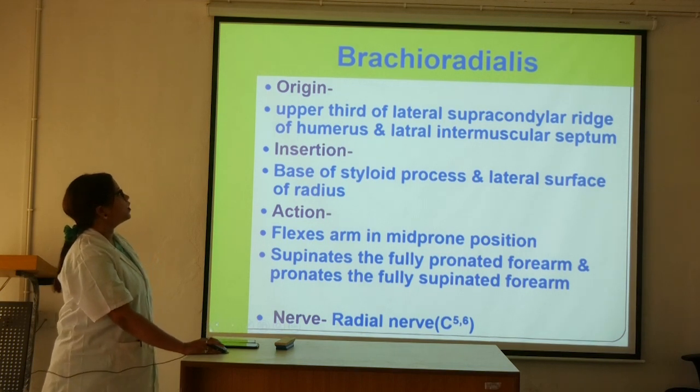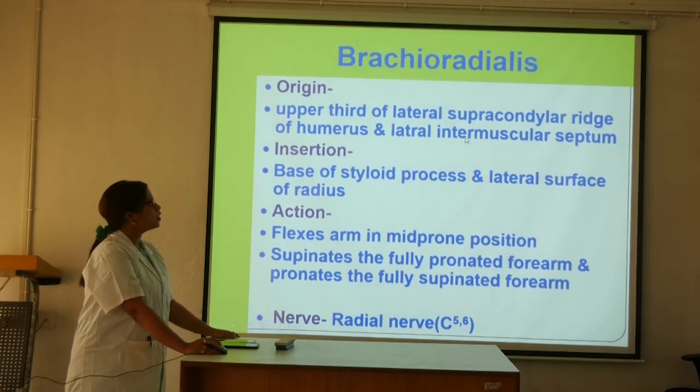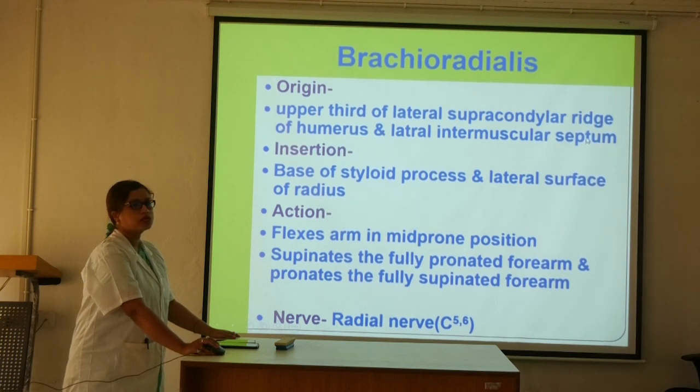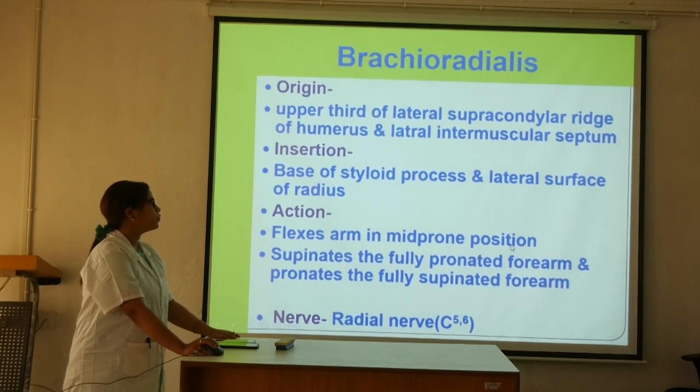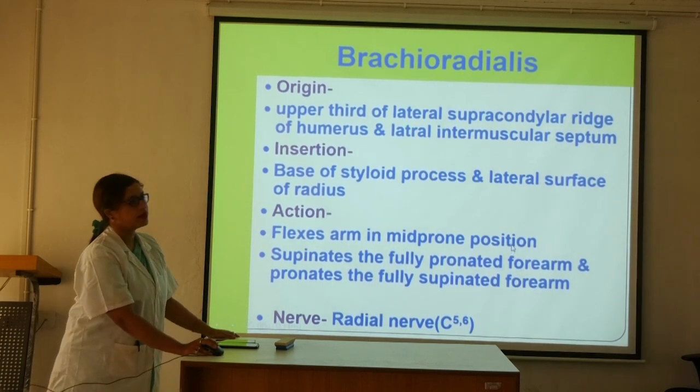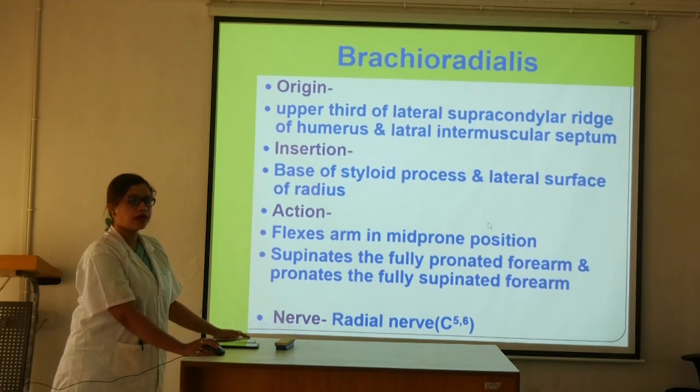Now writing down brachioradialis. Origin: upper third of the lateral supracondylar line of the humerus and lateral intermuscular septum. This you have to remember. It comes from the lateral side and is inserted to the styloid process and the lateral surface of the radius. The name itself signifies this. Action: flexes the forearm in the mid-prone position, and supinates the fully pronated forearm and pronates the fully supinated forearm, just the reverse action.